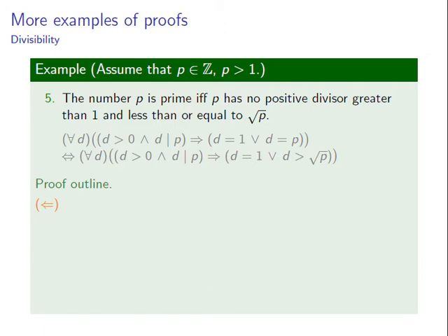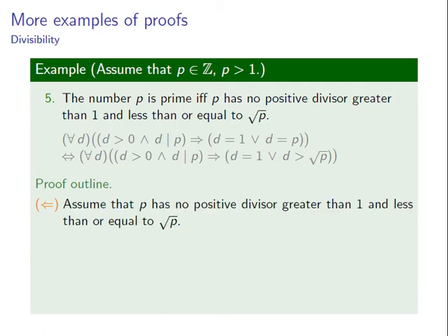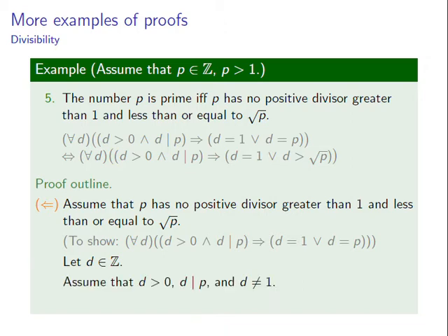Next, we prove the backward implication. We begin by assuming that p has no positive divisor greater than 1 and less than or equal to the square root of p. We need to show that p is prime, that is, any positive divisor of p is either 1 or p. To prove this, let d be an integer. We need to show that if d is a positive divisor of p, then either d is equal to 1 or p.